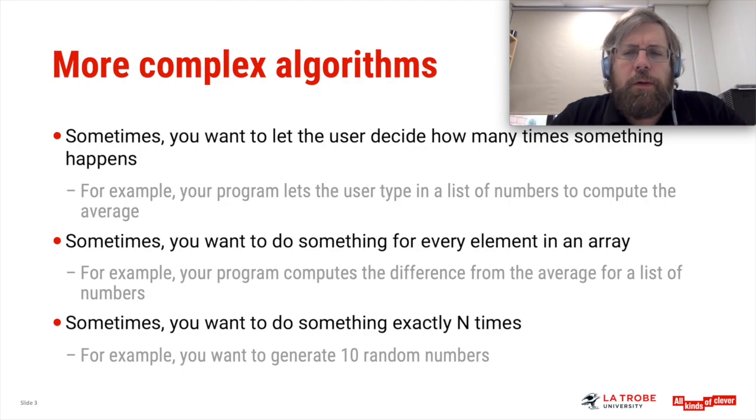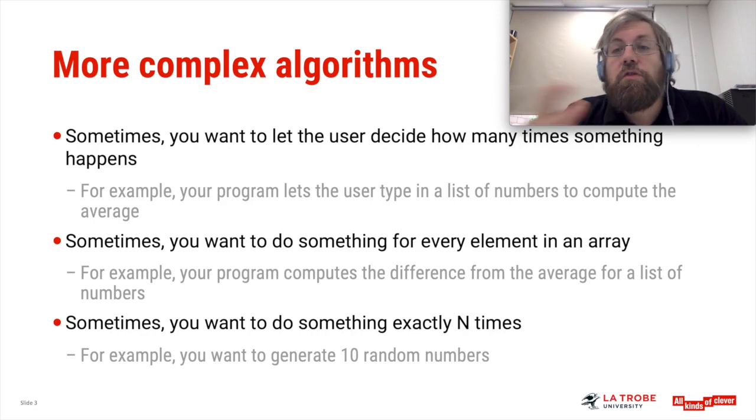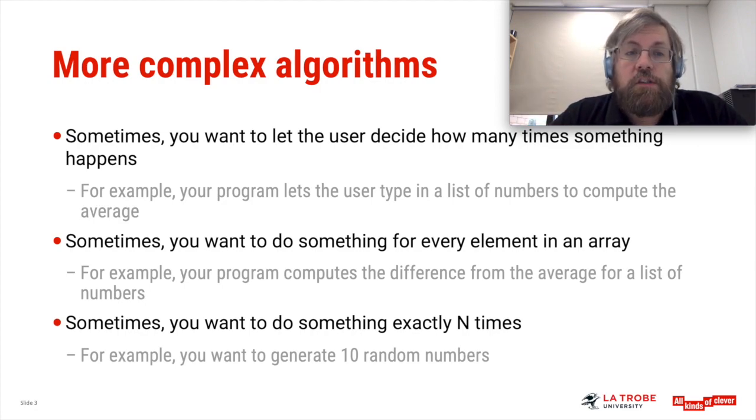So, when we talked about control flow, we talked about different kinds of algorithms that were not possible without having an if statement. There are also different kinds of algorithms that are not possible to implement without having some kind of iteration construct. So sometimes you want to let the user decide how many times something happens. So for example, your program lets the user type in a list of numbers of arbitrary length and then computes the average. Sometimes you want to do something different for every element in an array. Again, we haven't talked about arrays yet, but an array is basically a set of numbers, or a set of things, a vector, if you will. So it can compute the difference from the average for a list of numbers.